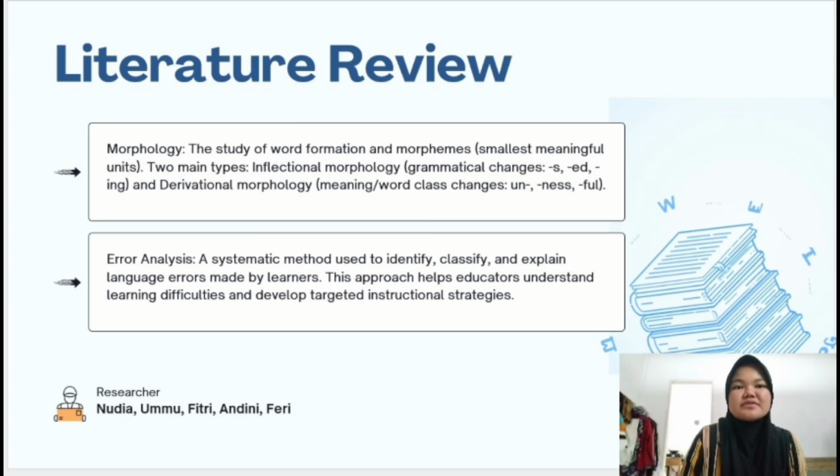Next, this study also uses the concept of error analysis. Error analysis is a systematic method used to identify, classify, and explain language errors made by learners. Through error analysis, teachers and researchers can better understand students' learning difficulties and improve teaching strategies. In this research, morphology and error analysis are important because they help us identify the types of morphological errors commonly found in students' daily activity tasks.